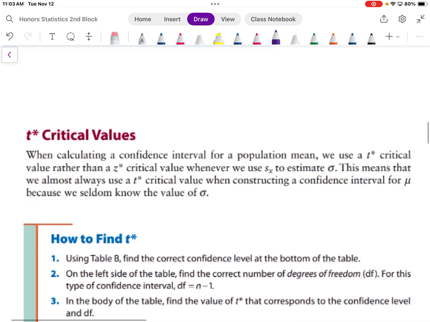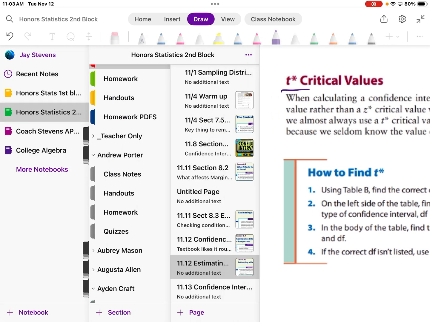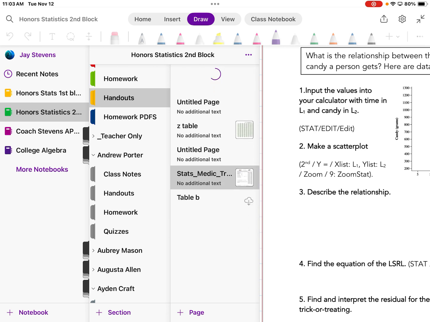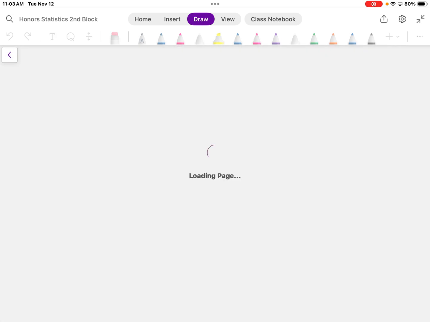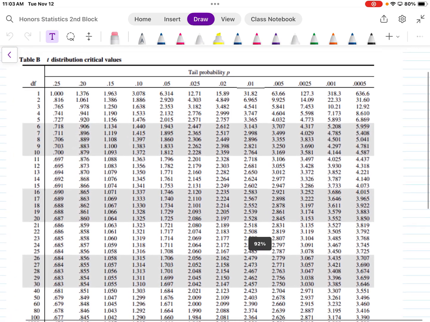Let's skip ahead. Critical values are t-star, and how to find them. We have two options, and I've got to show you both because some of the questions in our homework tonight online require you to use Table B. I put Table B out in your handouts folder for you.